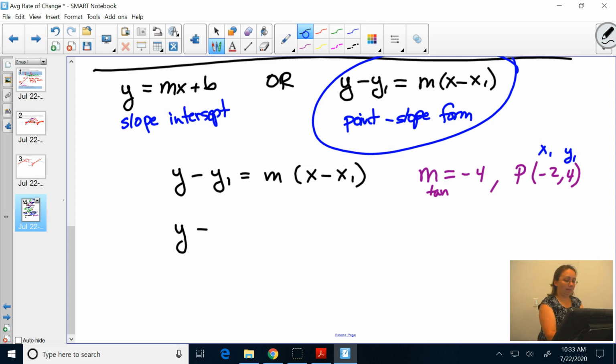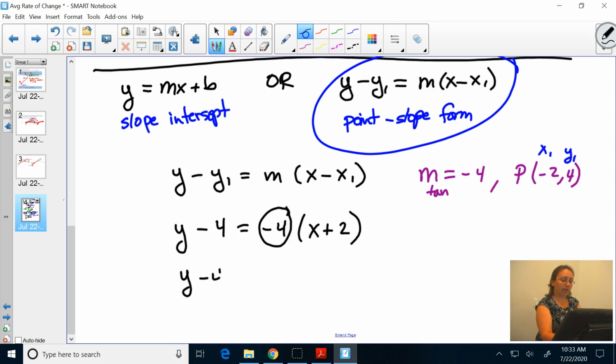So plug it in. Y minus y1 is a 4. M is a -4. And x minus x1, careful here, x1 is a -2. Your formula also has a negative. So you end up plugging it in and turning that into a +2. So -x1 but a -2 become +2. Work it out. I'm going to distribute the -4. Make sure you distribute the negative with the 4 to the parentheses. So -4x, -4 times 2 is -8.